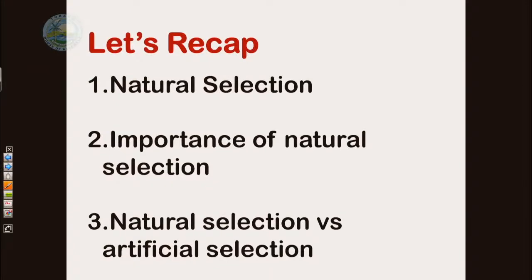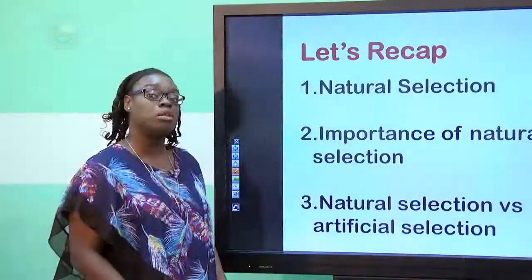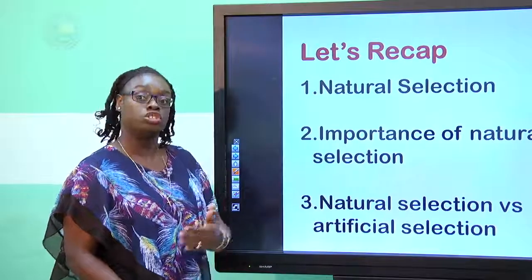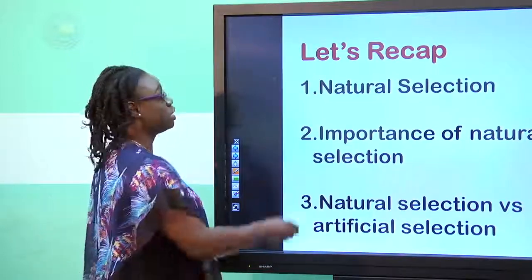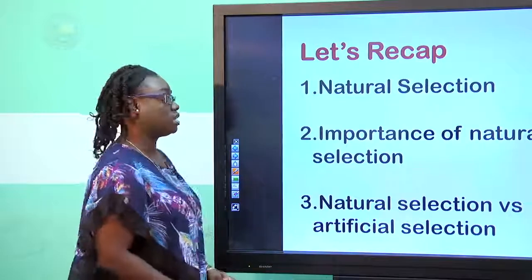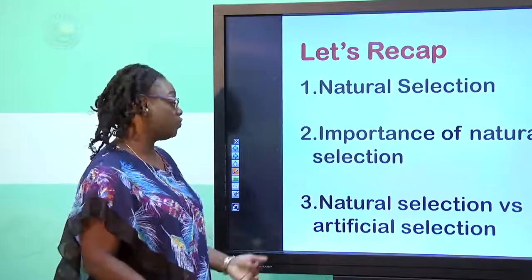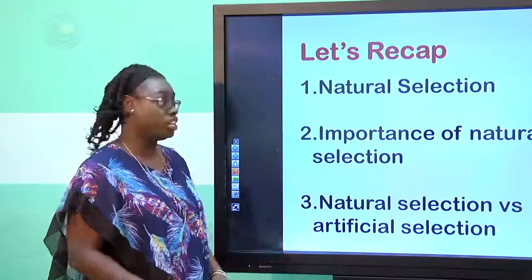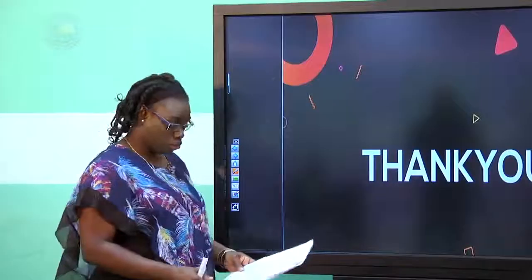So let's recap. We looked at natural selection, and we discussed what natural selection is. It's about survival of the fittest. Those who have the characteristics to survive in their environment are able to pass their genes on to the next generation. We looked at the importance of natural selection, and finally we looked at natural selection versus artificial selection or selective breeding.